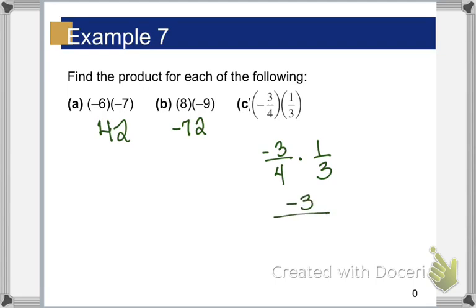Okay. What's 4 times 3? 12. Okay, does that simplify? Yes. Okay. As we move into rationals, we will have a whole conversation on being able to do that right there.